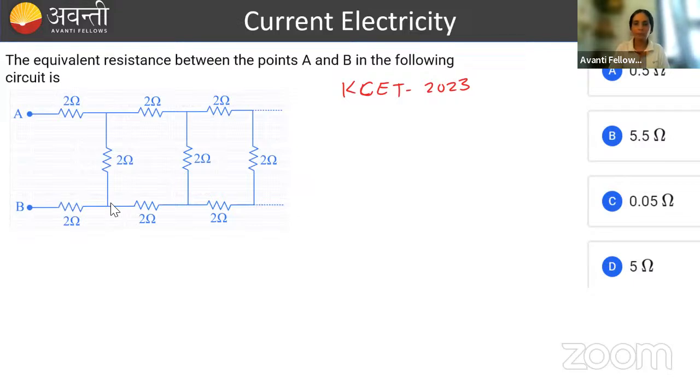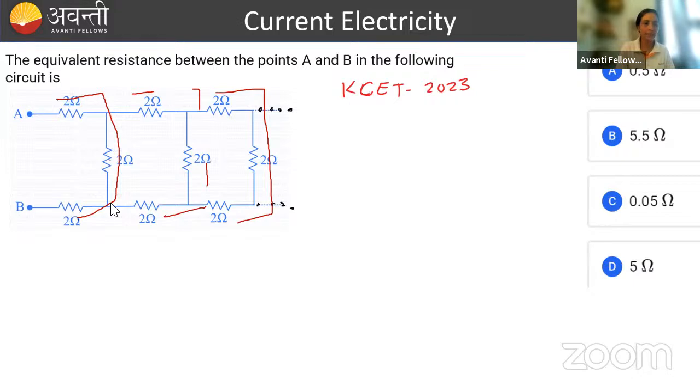Okay, let me tell you. So, the question is what? 2 ohm, 2 ohm, 2 ohm, they're connected like this. And here there is a dot, dot, dot structure. It means such addition will continue to infinity. What is unique here? Suppose I'm saying this is one unit, this is another unit, this is another unit. Is it correct?